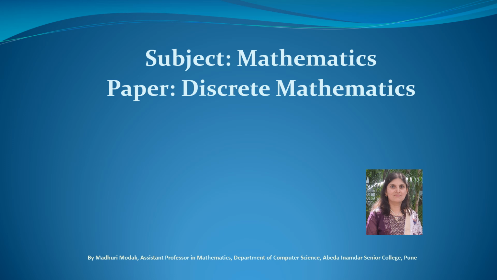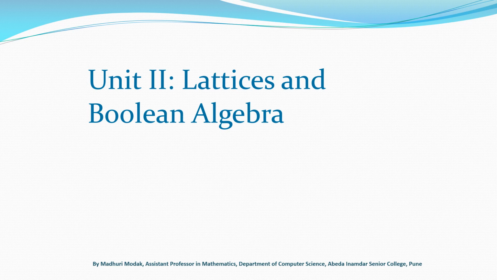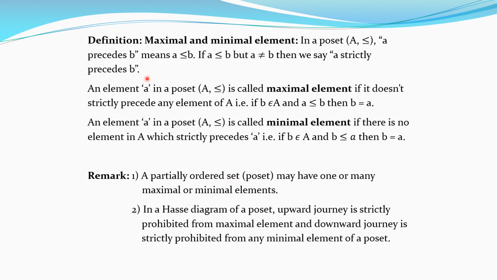Discrete mathematics is a very important branch of mathematics. Now we start with unit number 2 of discrete mathematics, that is lattices and Boolean algebra. Now, maximal and minimal element.